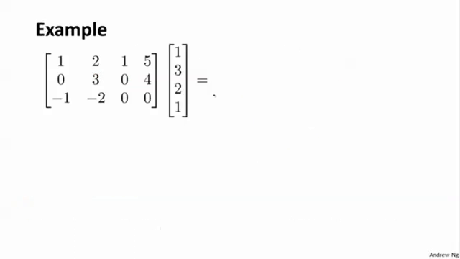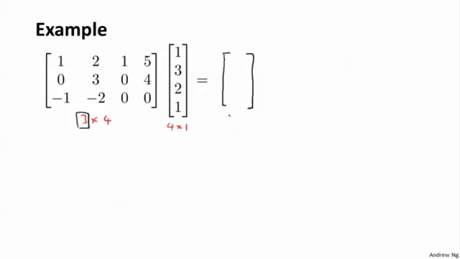Here's the example. So let's look at the dimensions, right? Here, this is a 3 by 4-dimensional matrix. This is a 4-dimensional vector, or a 4 by 1 matrix. And so the result of this product is going to be a 3-dimensional vector. So I'm going to write a vector with room for 3 elements.